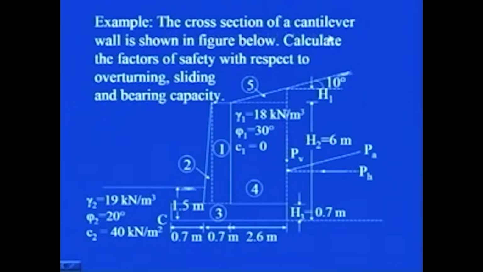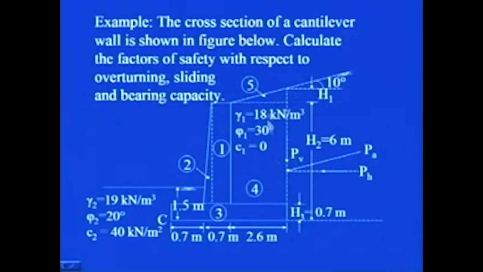The cross section of a cantilever wall is shown in this figure below. Calculate the factors of safety with respect to overturning, sliding and bearing capacity. This is the statement of the example that I am going to solve here. You can see here that this is a wall, with an inclined backfill, which has an inclination of 10 degrees from the horizontal.